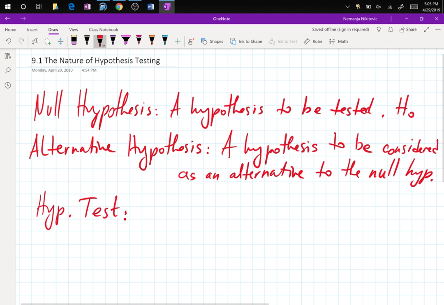And the problem in a hypothesis test is to decide whether the null hypothesis should be rejected in favor of the alternative hypothesis. So the problem in a hypothesis test is to decide whether the null hypothesis should be rejected in favor of the alternative hypothesis.